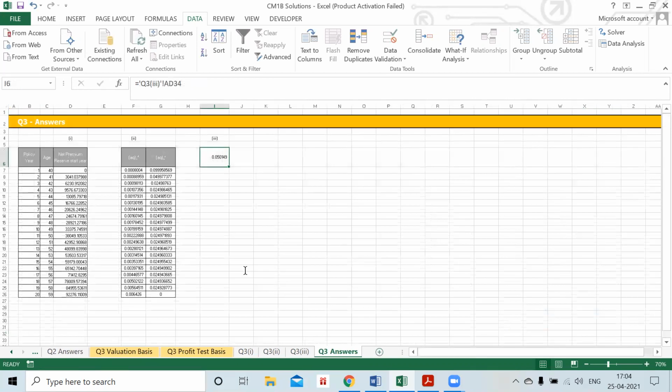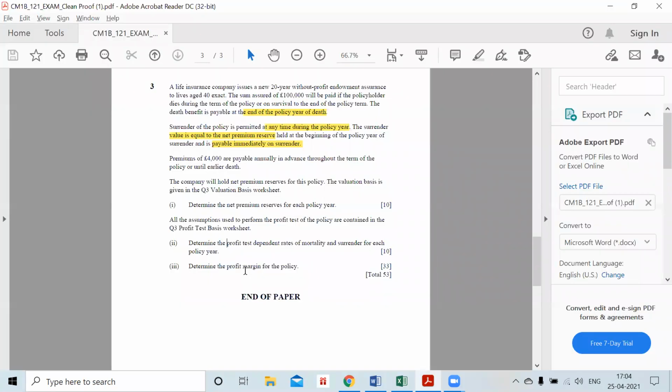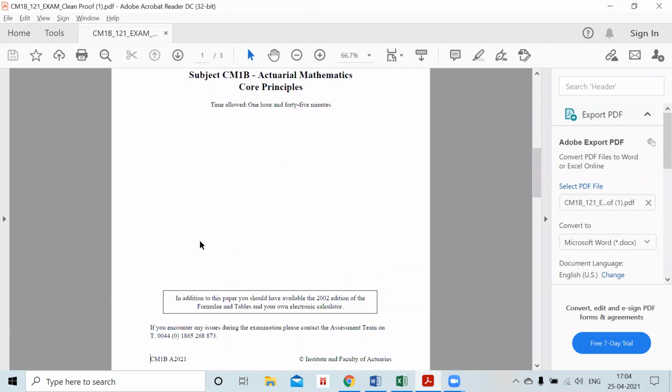This is it about the paper. There were no surprises in the paper for the first time. It was very, very direct, only calculations in the CM1 paper B. A very direct paper to be solved for the students.